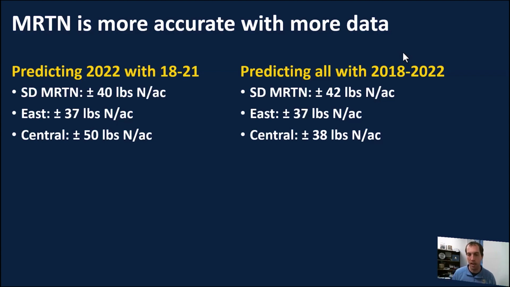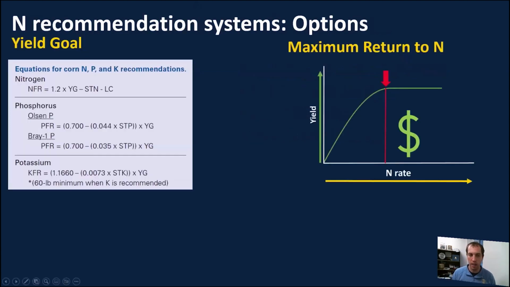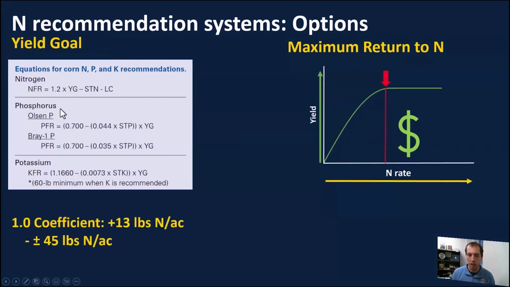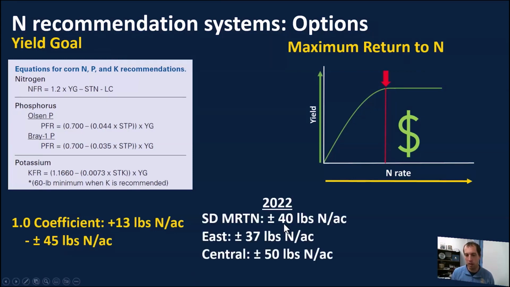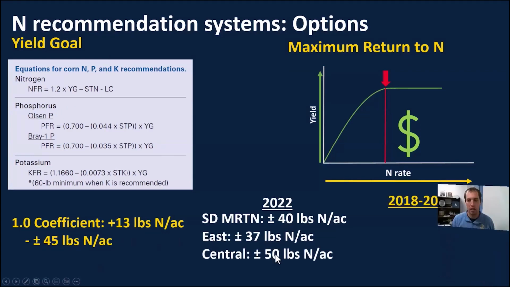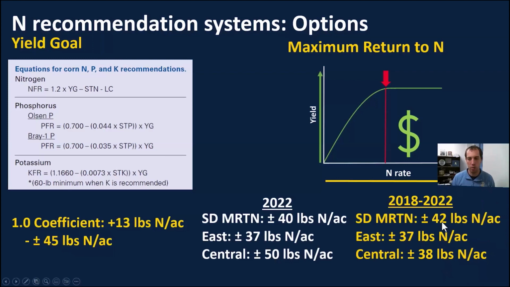Now if we want to compare that to our current yield goal-based system, which is using a 1.0 multiplier now, not this 1.2 noted here. So we look at that information, we're about plus 13 on average, or plus or minus 45 from 0. Now if we look at predicting 2022, we're plus or minus 40, which is a little better than what we're seeing here, but plus or minus 37 or plus or minus 50 there. 2018 to 2022, plus or minus 42, plus or minus 37, 38.